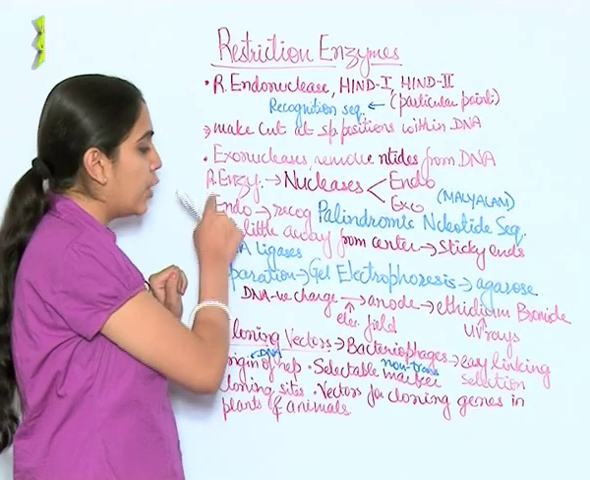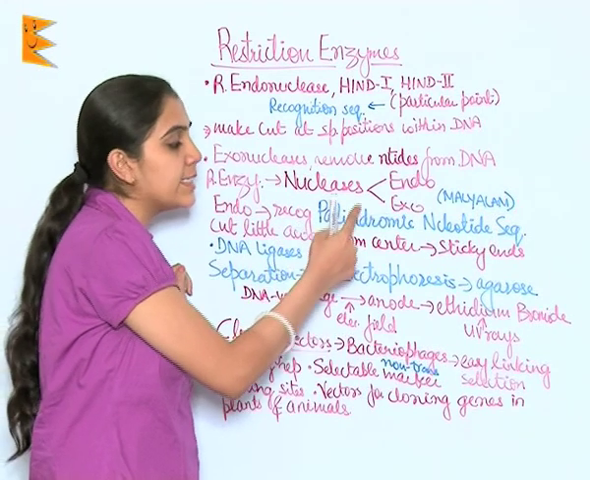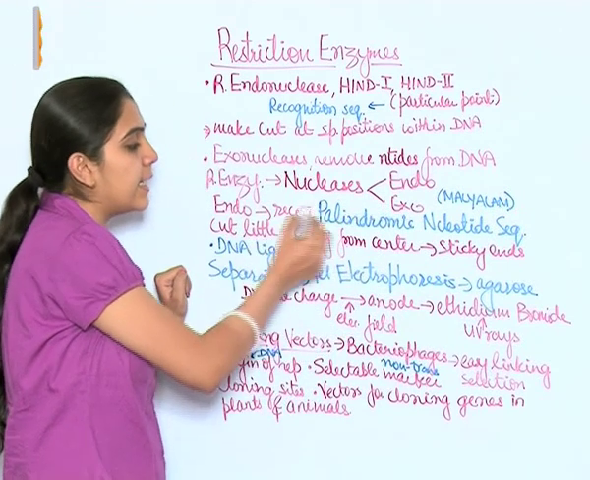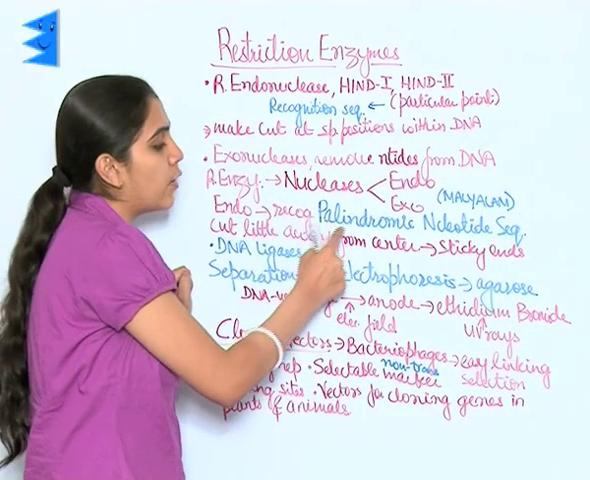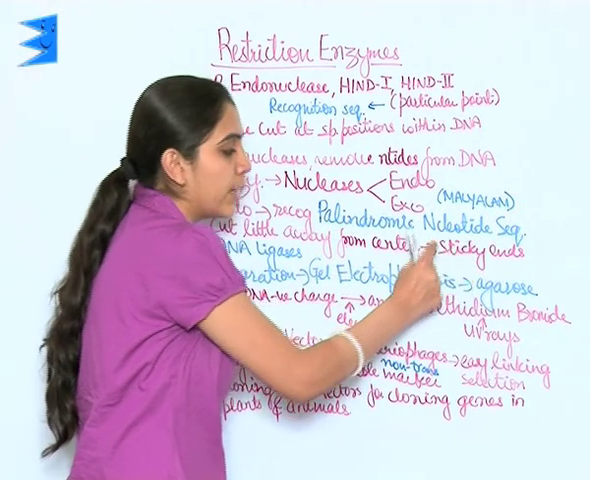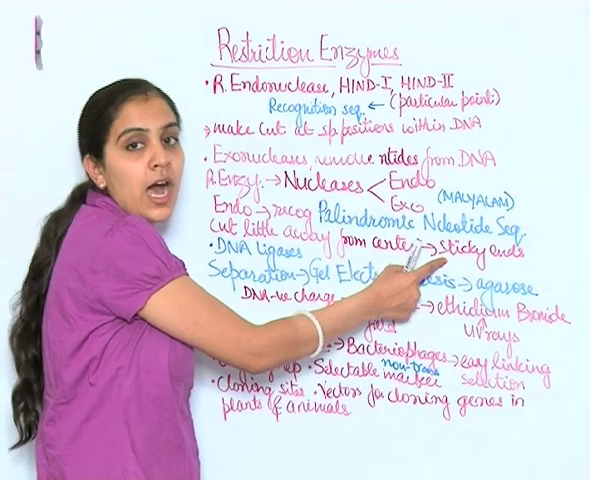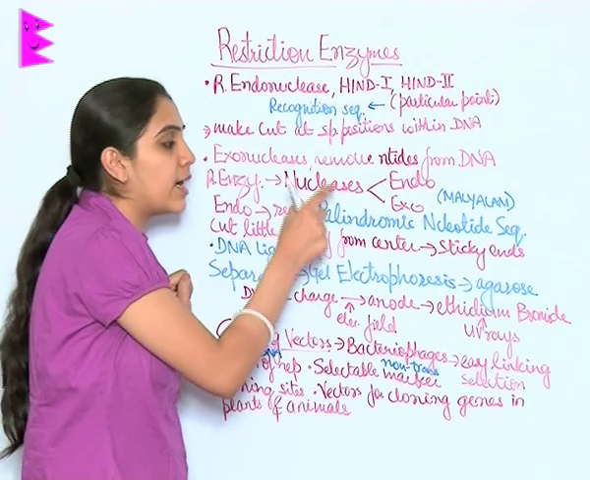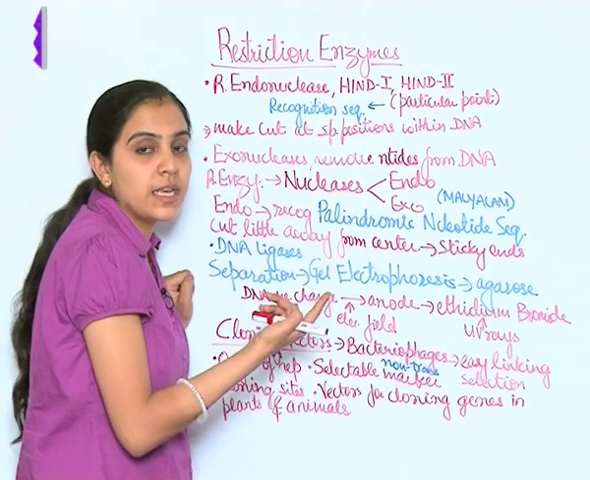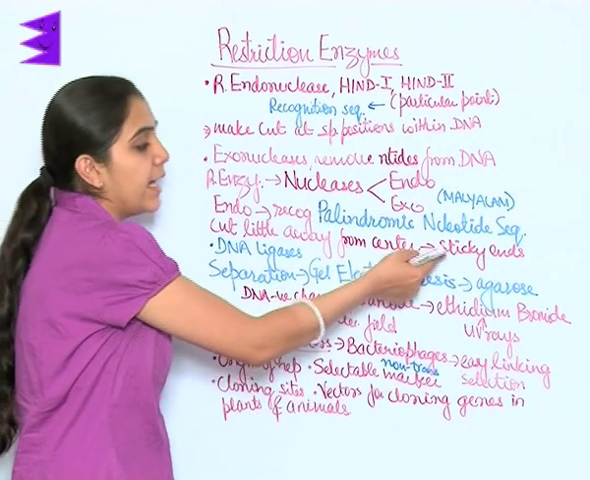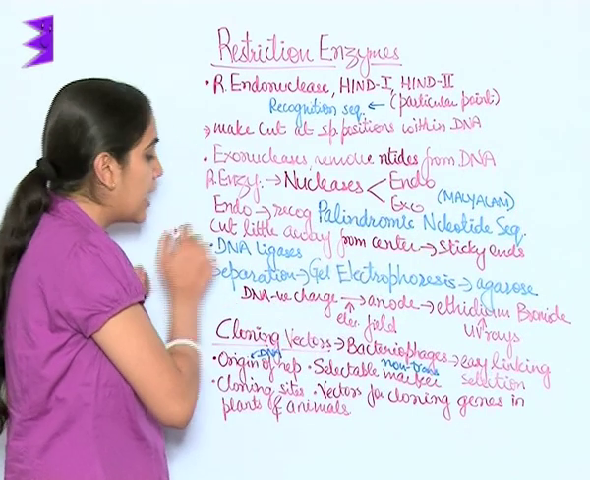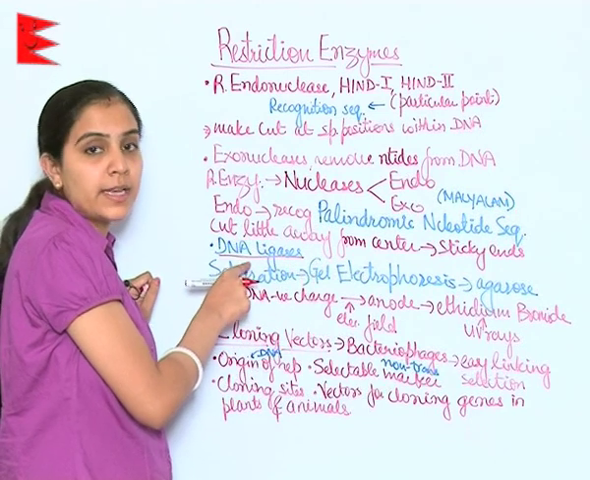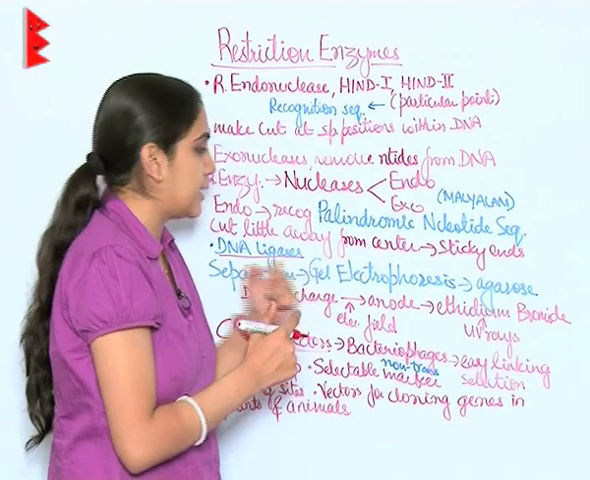Now what do endonucleases do? They recognize the palindromic nucleotide sequence, then they cut the DNA a little away from the center of the palindromic sequence so that sticky ends are formed. If the same endonuclease is cutting the DNA fragments, the same sticky ends will be formed, and then these sticky ends are joined by another enzyme coming into action, DNA ligase.